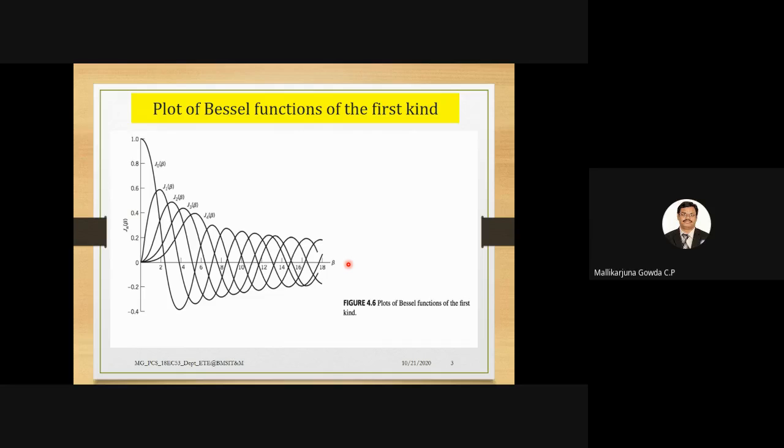The power carried by the carrier depends on the value of J naught of beta, and the power carried by the side bands depends on the value of Jn of beta. Okay. Is that clear?